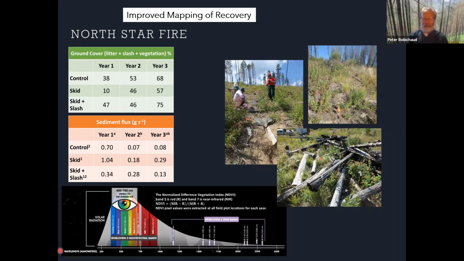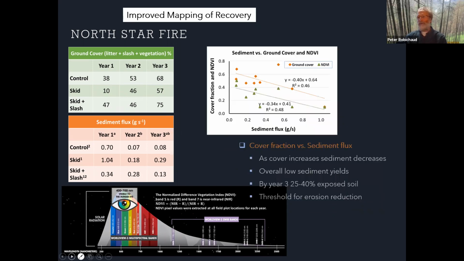And we can use some of the indexes that we use in the post-fire environment already. So we use an NDVI, a normalized difference vegetation index, to create those soil burn severity maps. Well, we can kind of use that same index in a post-fire salvage operation to be able to look at the amount of cover out there after the fire and how that cover amount changes over time. So that's what we did with some satellite imagery.